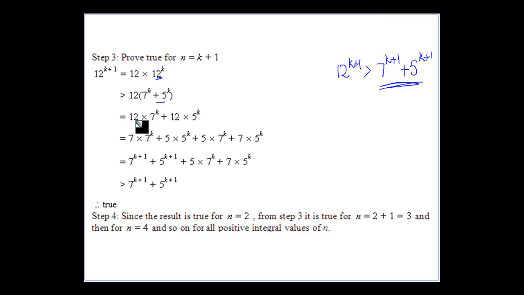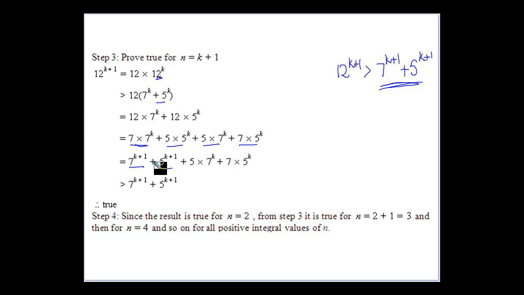So expand it out, we get 12 times 7 to the power of k, 12 times 5 to the power of k. Now again, here goes the decomposition, because I know I want to get 7 to the power of k plus 1, 5 to the power of k plus 1, which means if I can get this statement, I can get down to 7 to the power of k plus 1. Now I've got 7 times 7 to the power of k, which leaves me 5 lots of 7 to the power of k left over. 5 lots of 5 to the power of k brings me down to 5 to the power of k plus 1 when I play around with my indices. And that leaves me 7 lots of 5 to the power of k.